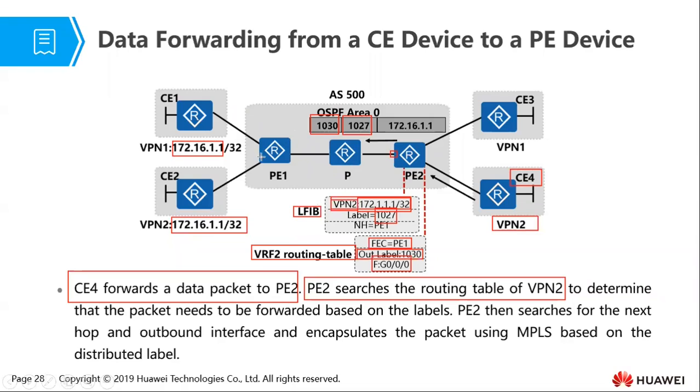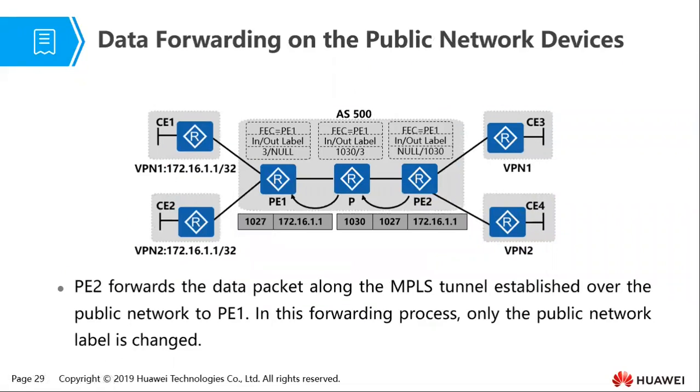But how does this PE know that this packet is supposed to go to VPN2? It knows that by looking at the inner label here. So the outer label is used for forwarding on the public network. The inner label is used to deliver it to the correct VPN instance. Okay, so let's see the next one, how it is forwarded on the public network. On the public network, we can see the label forwarding table here. So on PE2, we added a label 1030.